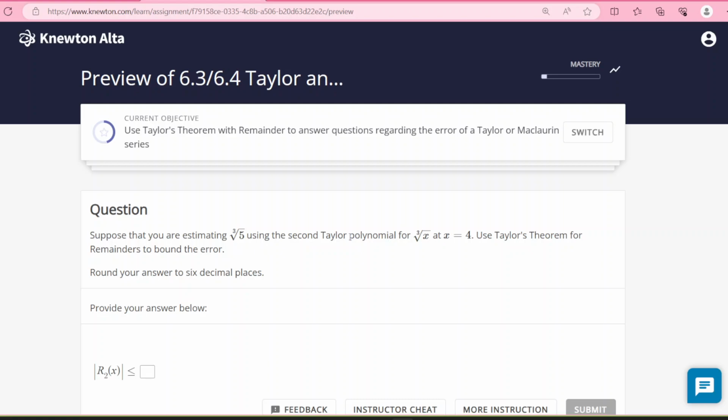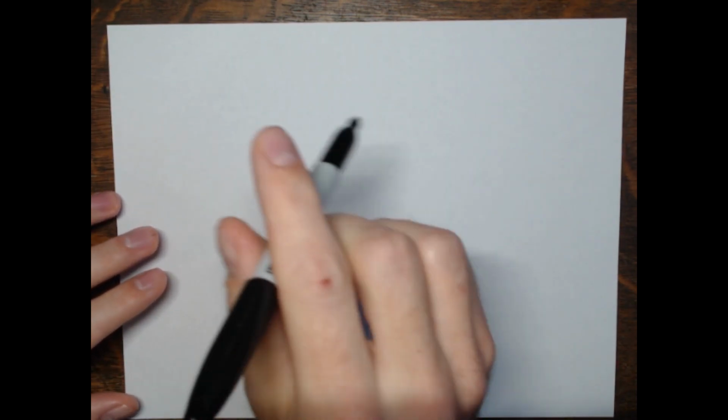All right, so I'm going to do that. I'm going to make the second Taylor. Now, you don't have to make the second Taylor polynomial. You can just go to the second remainder thing, so I'll show you. If you want, you could make the second Taylor polynomial and try to estimate the cube root of 5 and see how far off you are and stuff.